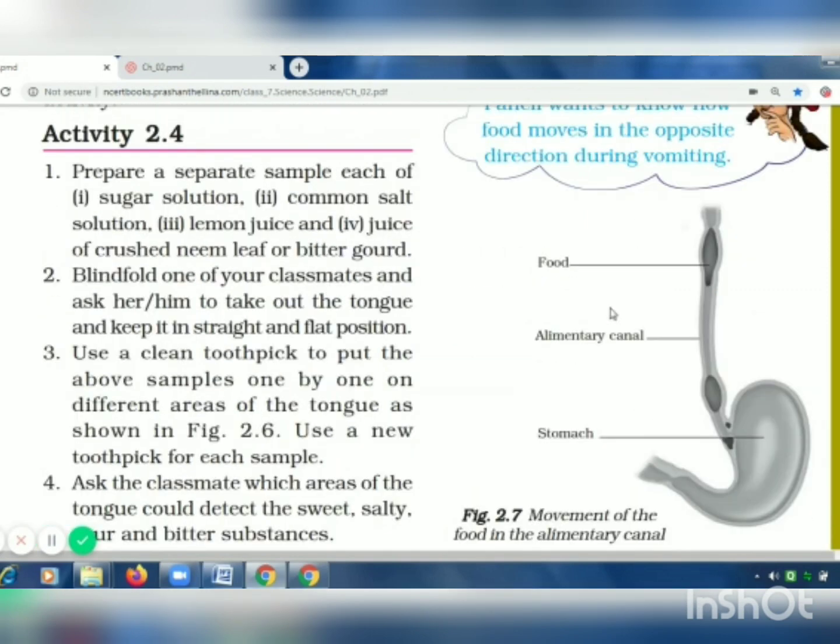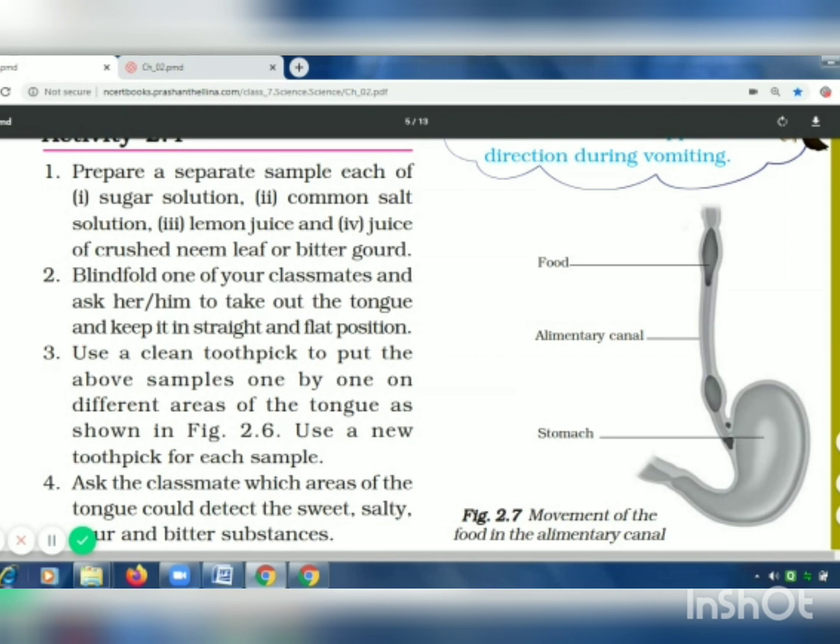In this figure, they have shown the movement of food in the alimentary canal. This is food from the food pipe, passing down and reaching the stomach.